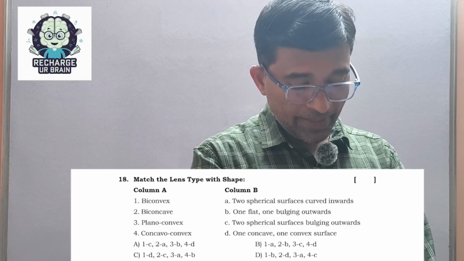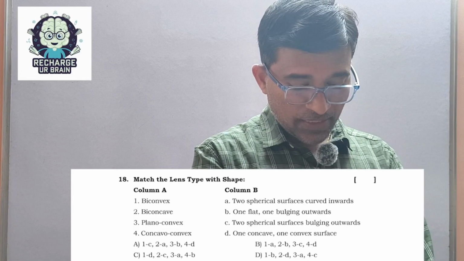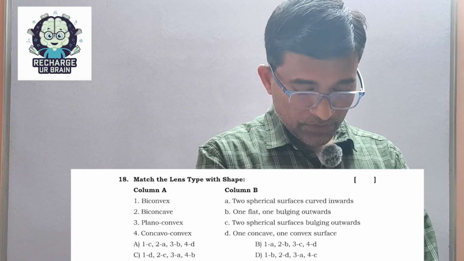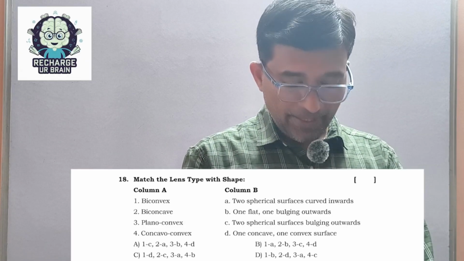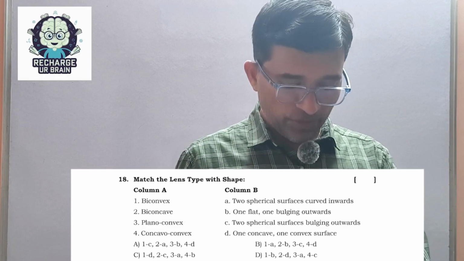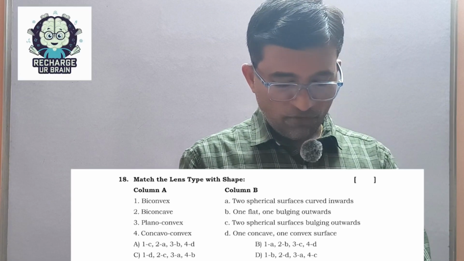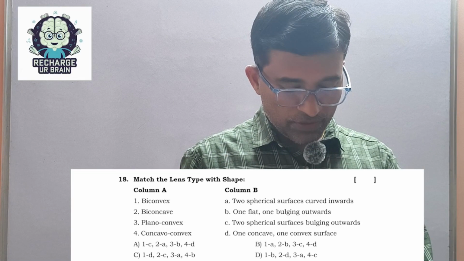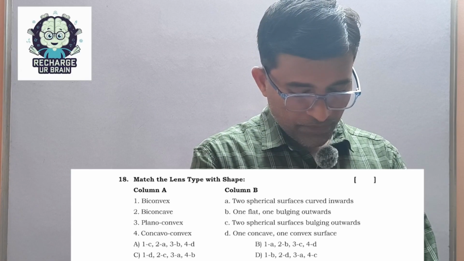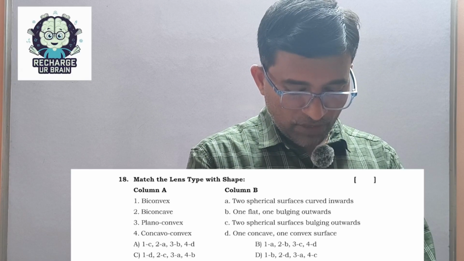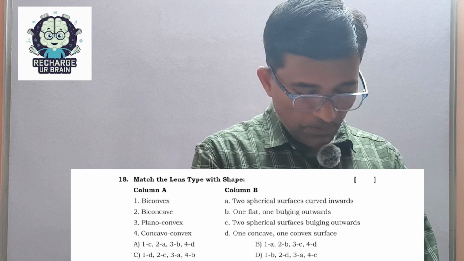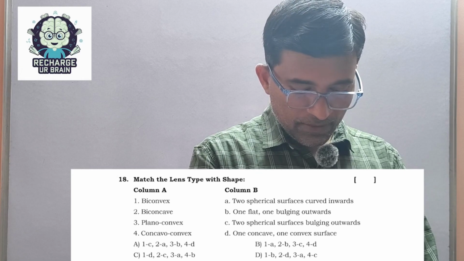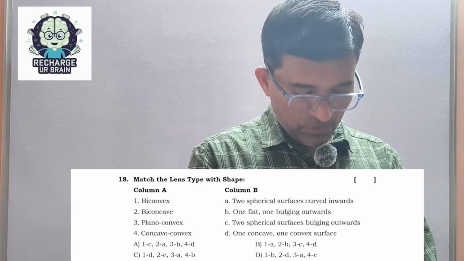Next one, 18th one, match the lens type with the shape. So in this biconvex, as usual, it has got two spherical surfaces curved outwards, and biconcave, one flat, one bulging outwards. Biconcave, one flat, one bulging outwards. Plano-convex, two spherical surfaces bulging outwards.